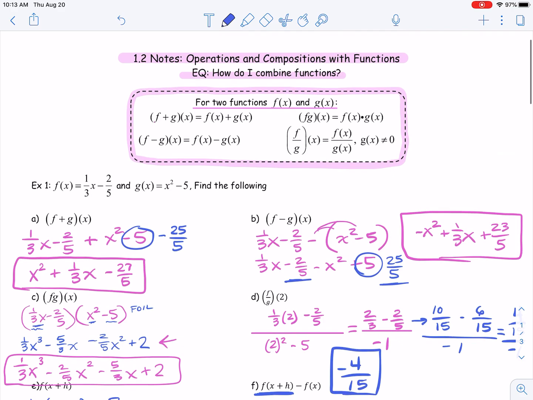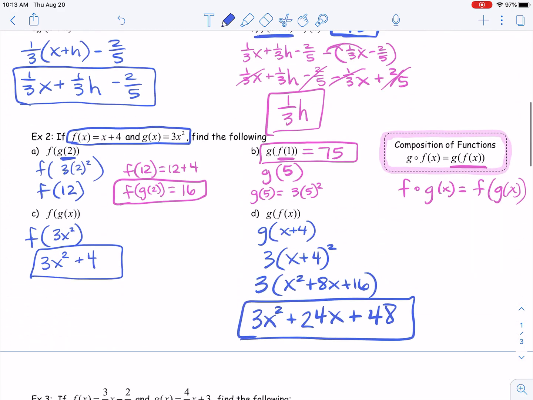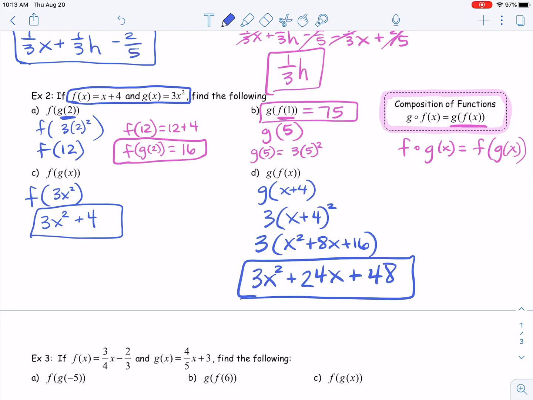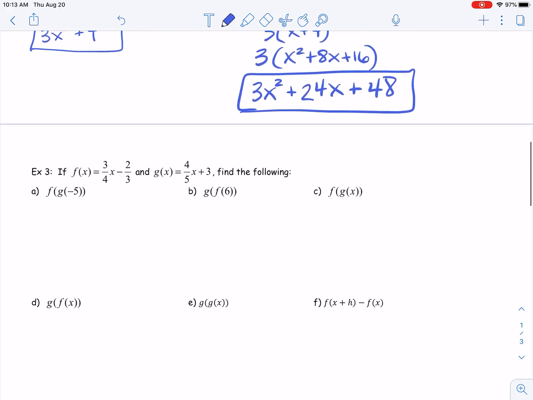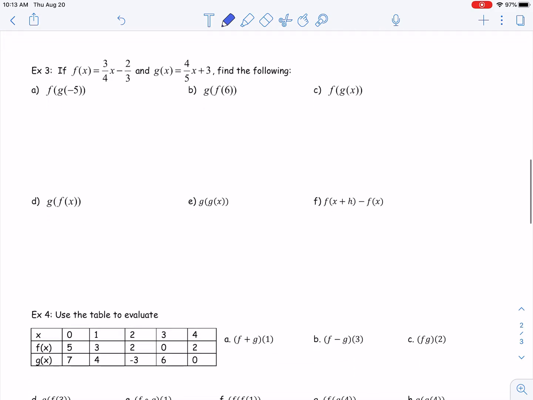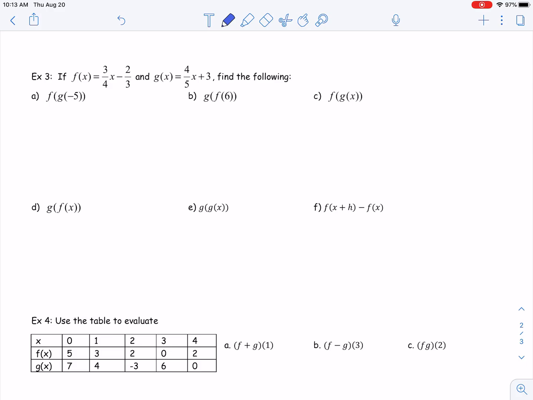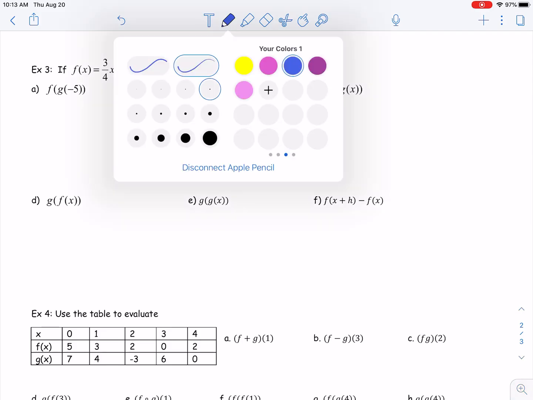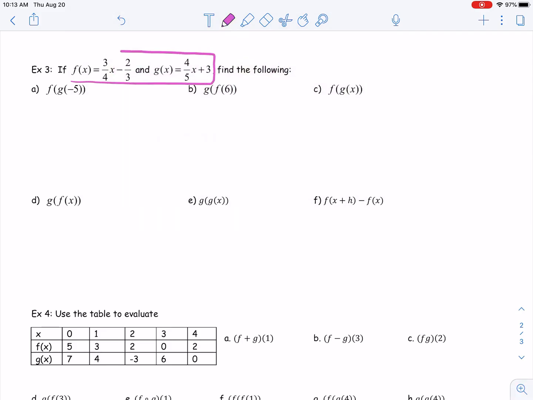So we've done our 4 operations, adding, subtracting, multiplying, dividing. We've done our compositions, so putting one function inside of the other. And so now we're just going to be kind of practicing everything and looking at it in different situations. We could look at it on a graph or on a table or just using equations that are given to us. So here we go again. We have these two new functions. F of x is equal to 3/4 x minus 2/3, and g of x is equal to 4/5 x plus 3. And we need to use those two functions for the following a through f.